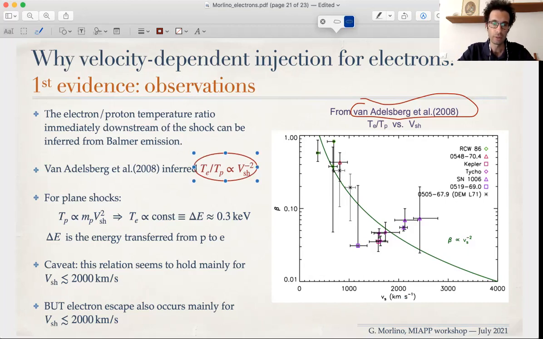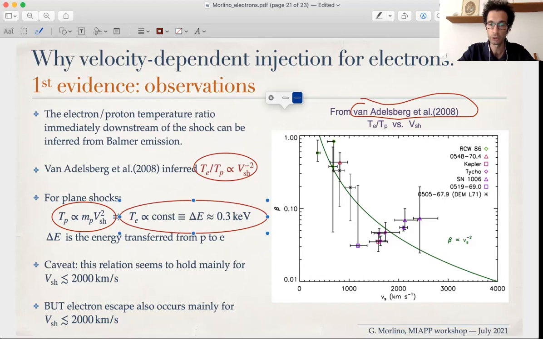Now, because the proton temperature is proportional to the shock speed squared, this observation implies that the electron temperature is constant, it does not change when changing the shock speed. And from data, they inferred that the temperature of the electrons is of the order of 0.3 keV. And this should be energy transferred from protons to electrons by some mechanism. Okay, so this is the first piece of information.